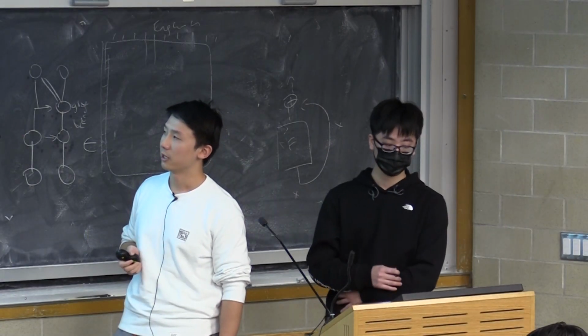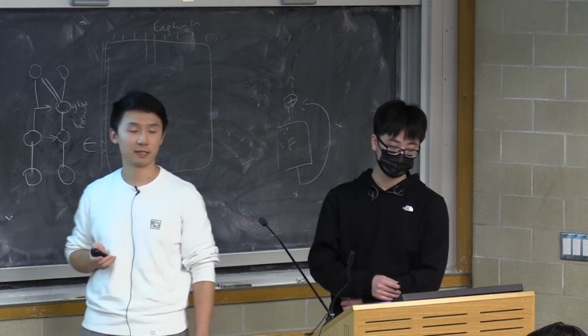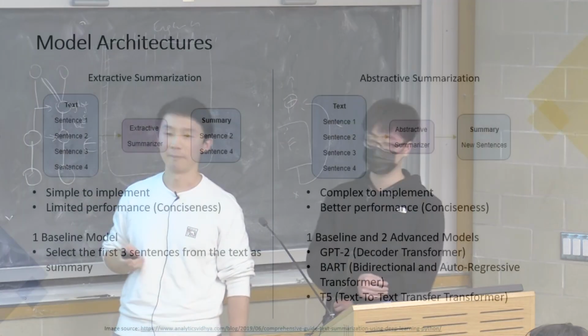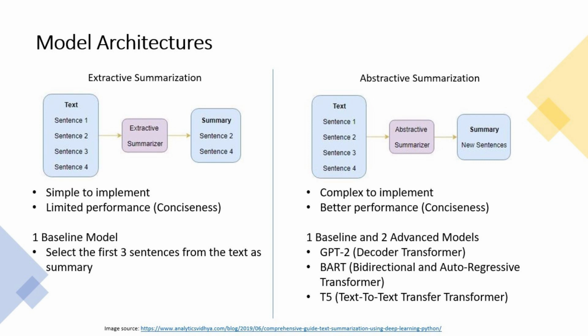In terms of the model, we used the first three sentences from the news article as our extractive baseline. For the abstractive summarization, we first tried the encoder, decoder, and recurrent neural network, but the result was not good. Then we implemented GPT-2 because this is the first transformer that we were exposed to. And then we did some research, and we found that sequence-to-sequence transformers might have a better performance. So we implemented BART as well as T5.